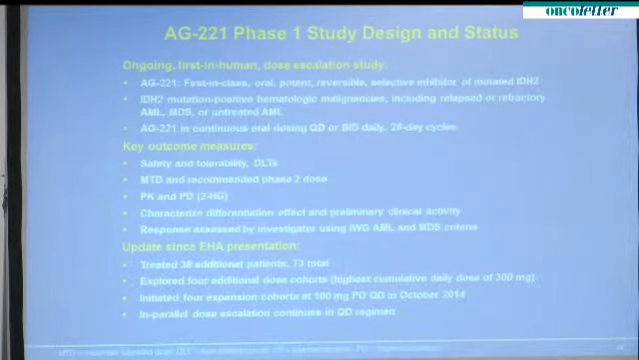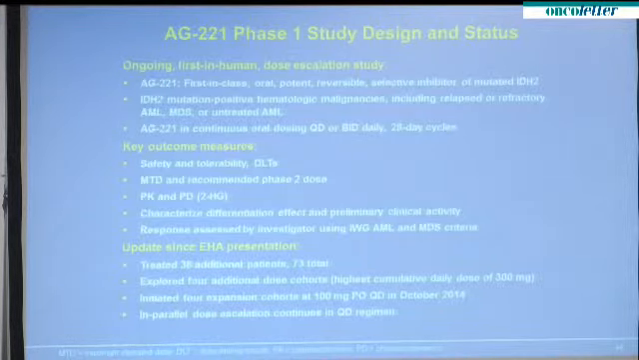So this is, as we just talked about, a phase 1 first-in-man study. Just a little bit of the study background. AG-221 is oral. It's given either once or twice a day in continuous 28-day cycles. The study is enrolling mutation-positive hematologic malignancies that includes relapsed or refractory AML, MDS, or untreated AML.